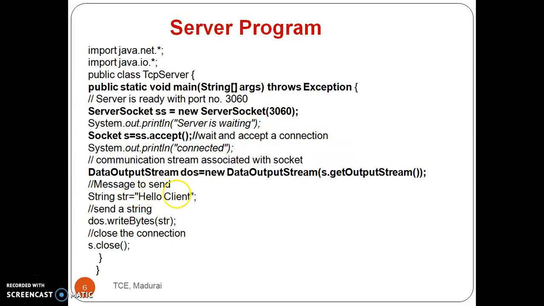Now we need to define a message to transmit from the server side to the client. The message we are sending is "hello client". So this is defined as a string data type, and we need to create a string object with the name str. This string object cannot be directly transmitted through the data output stream, so it needs to be converted into bytes using the writeBytes method. So the string is converted into a byte stream by using the syntax dos.writeBytes(str). Then finally we need to close the socket.